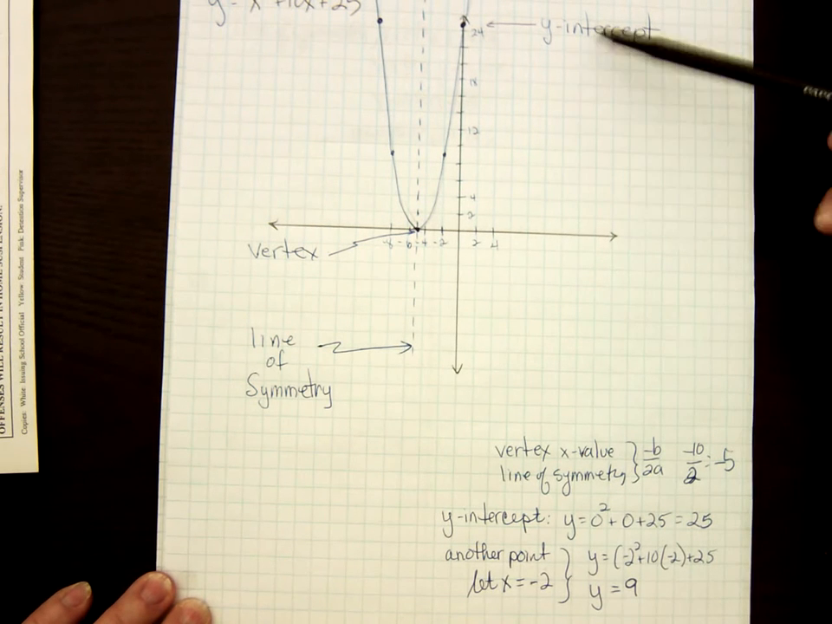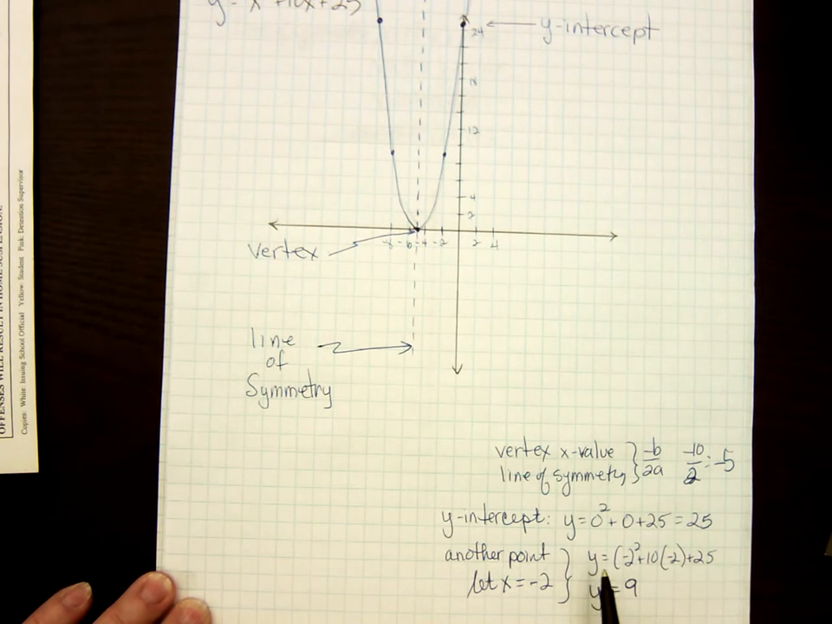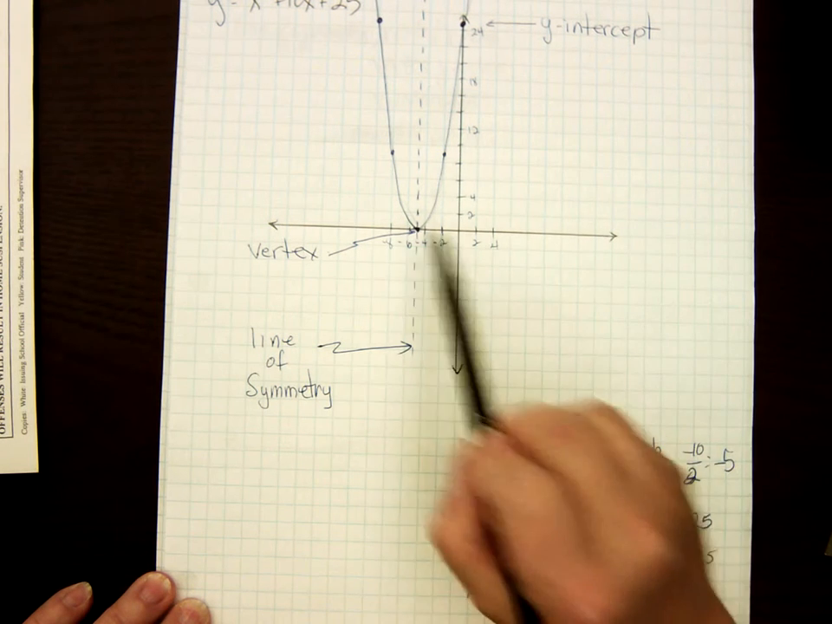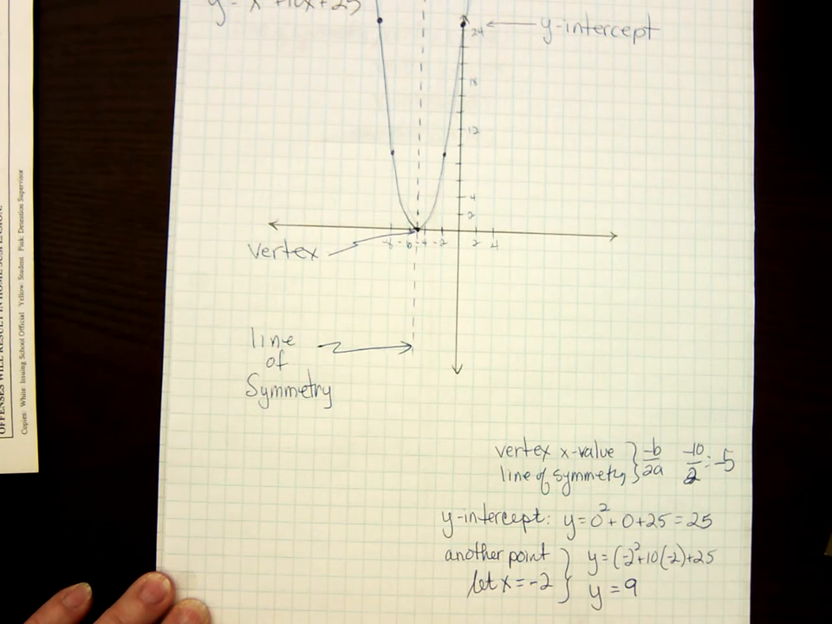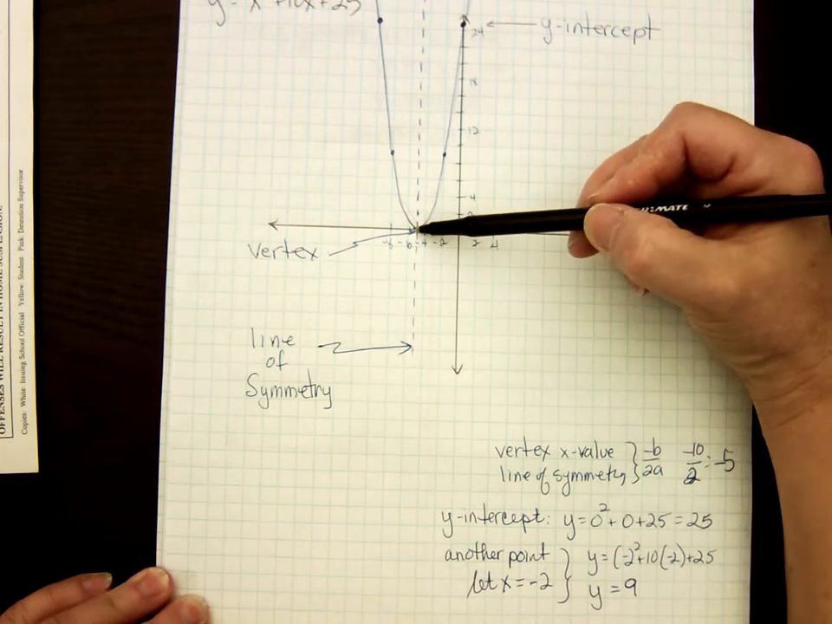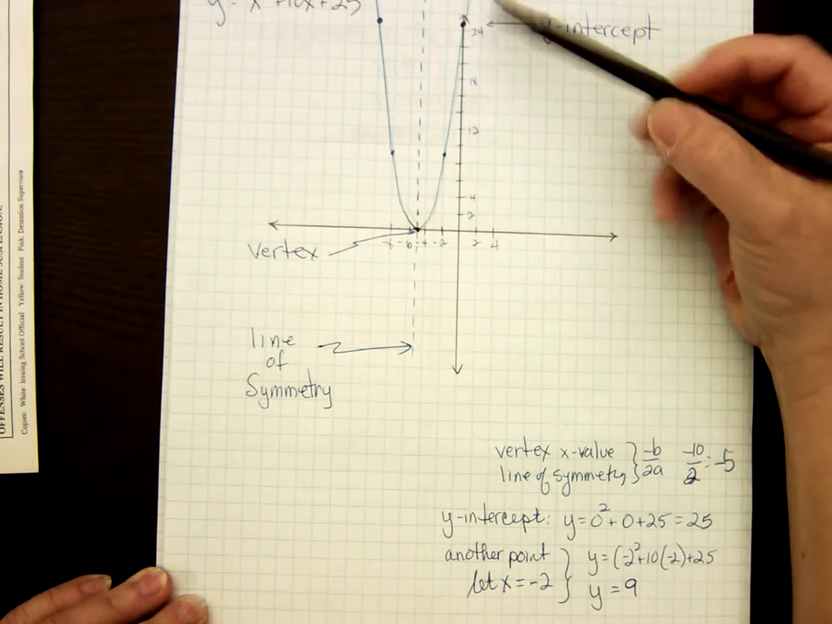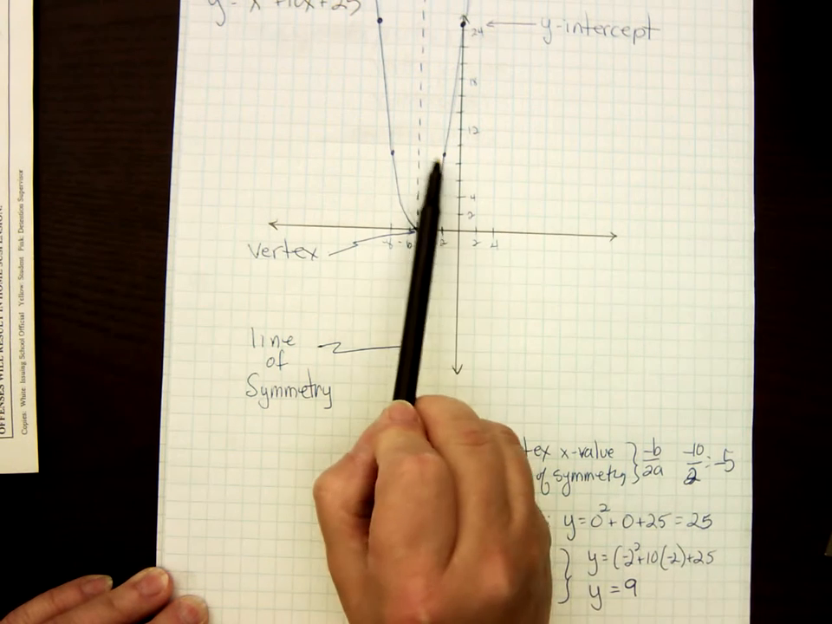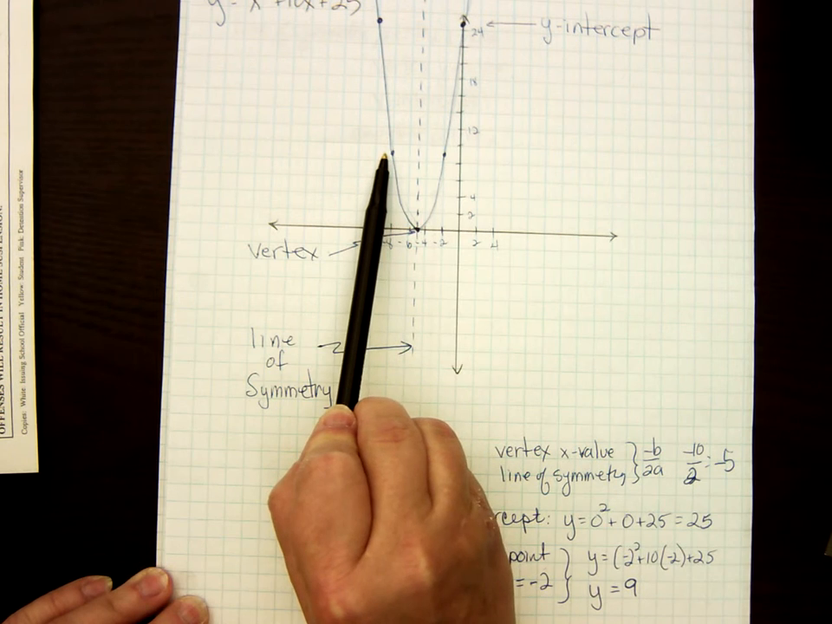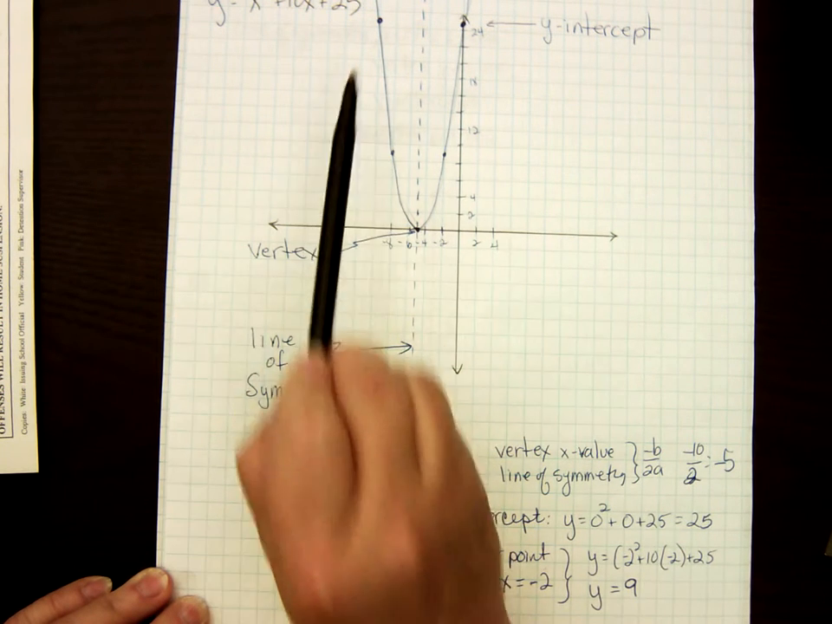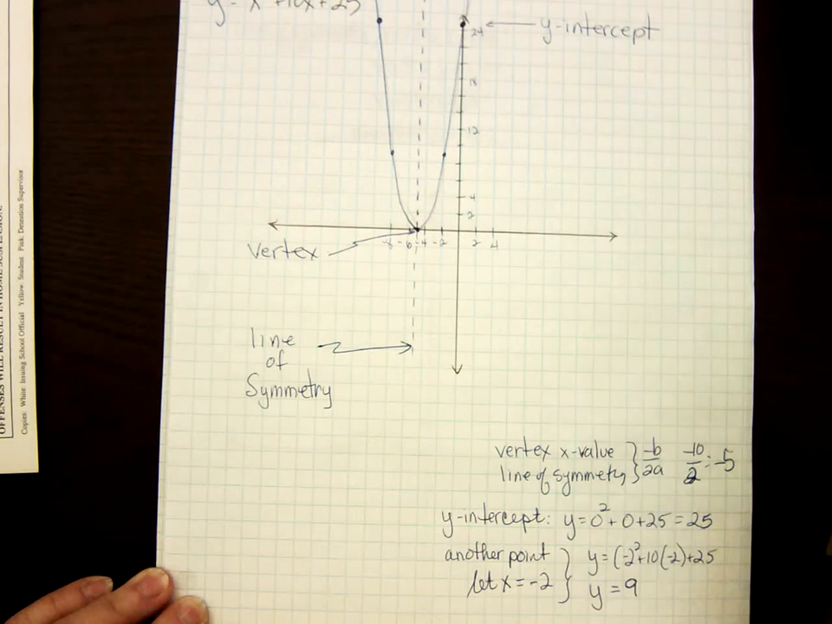Then I wanted the y-intercept, so I substituted x equals 0, and my result was y equals 25, which is the point I graphed up here. And lastly, I picked another point, and I chose somewhere in between here, and that was negative 2. And my calculations ended with y equals 9. So here was the vertex, here's y equals 9, here's the y-intercept, and then directly on the opposite side of the line of symmetry, the same distance away, I can choose other points and draw my parabola.